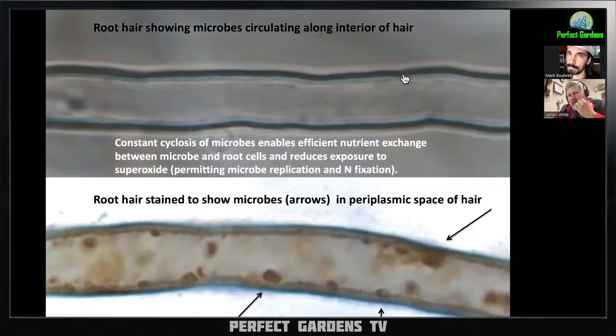This is what a root hair actually looks like when it's living. At the top, this is a microscope image. You can see the hair, and you see the shadows going around. Those shadows are actually bacteria.